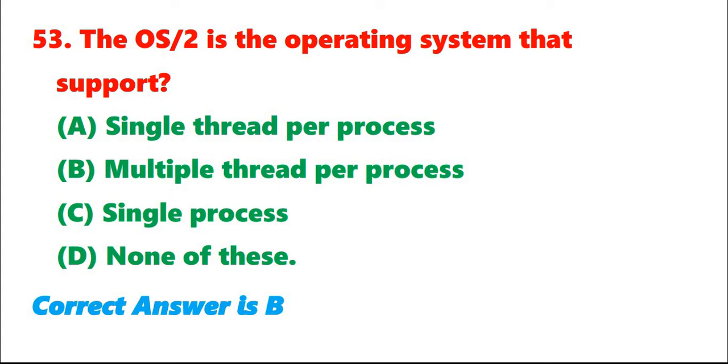53. The OS/2 is the operating system that supports: A. Single thread per process. B. Multiple thread per process. C. Single process. D. None of these. Correct answer is B.